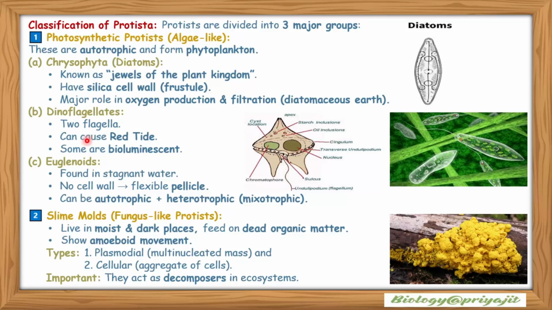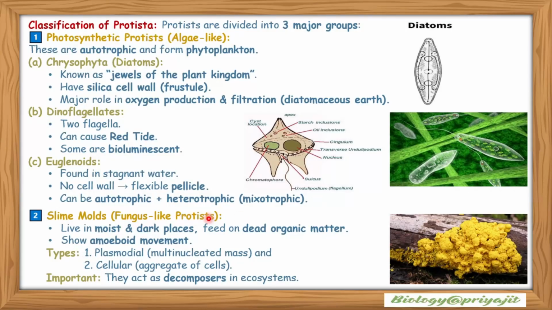Dinoflagellates, they have two flagella. They can cause red tide. Some of them are bioluminescent. This is the image showing an example of dinoflagellates. Euglenoids, the example is Euglena. They are found in stagnant water. They have no cell wall, so they have a flexible pellicle. They can be autotrophic or heterotrophic, as they are mixotrophic.